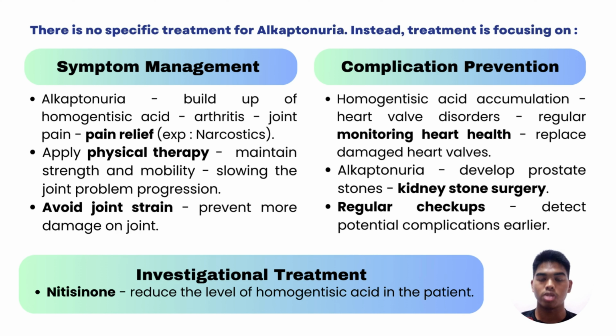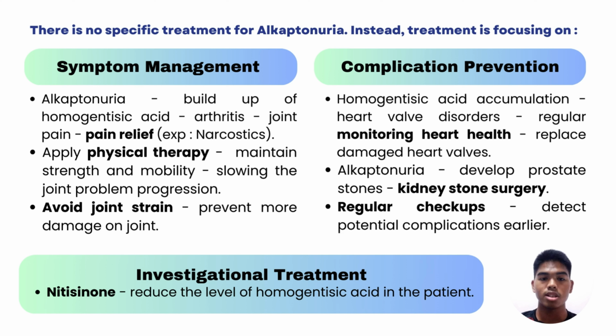Individuals with alkaptonuria may experience joint pain due to arthritis caused by the accumulation of homogentisic acid. By taking anti-inflammatory medications or narcotics, discomfort and pain can be reduced. Physical therapy can also manage the symptoms by maintaining flexibility, strength, and mobility in muscles and joints, potentially slowing down the progression of joint problems.